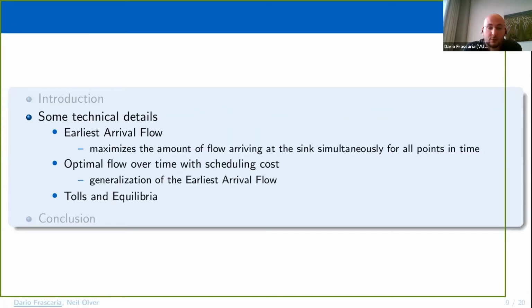So now I will start talking about the technical part, and I will talk about the earliest arrival flow. This is a flow that maximizes the amount of flow arriving at the sink simultaneously for all points in time. Then I will talk about the optimal flow in this setting, so the optimal flow with scheduling cost, which is a generalization of the earliest arrival flow. And then I will talk about Tolstoy equilibria, so we'll focus on the game theoretic setting.